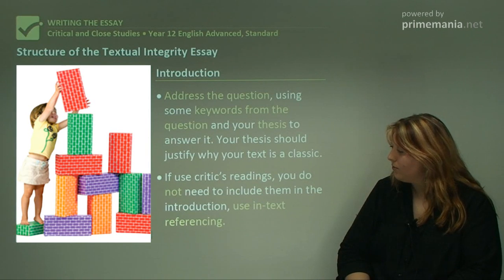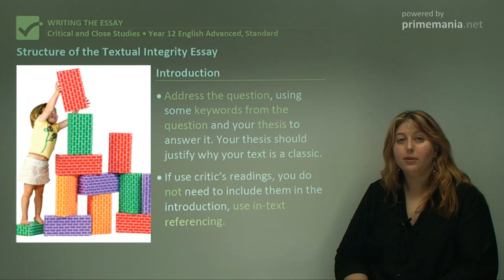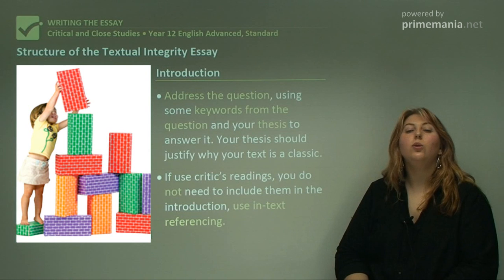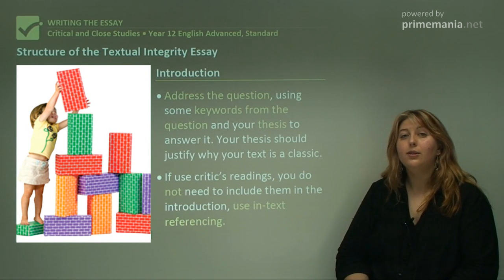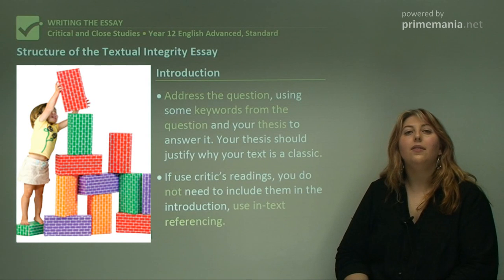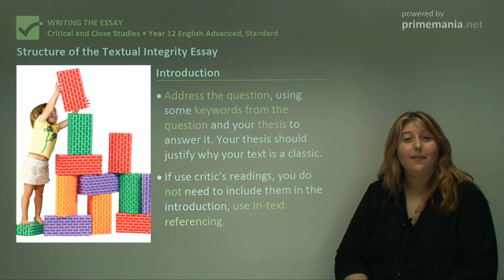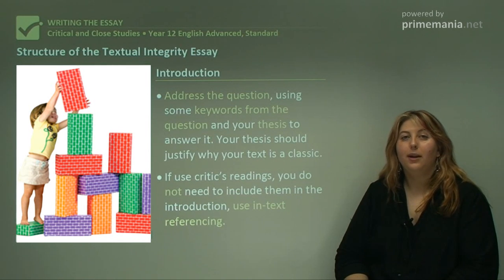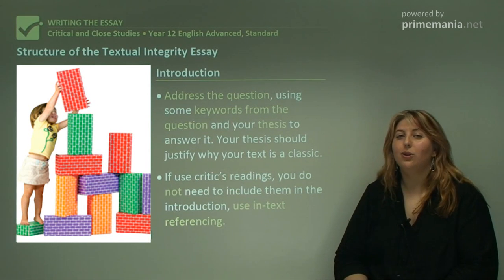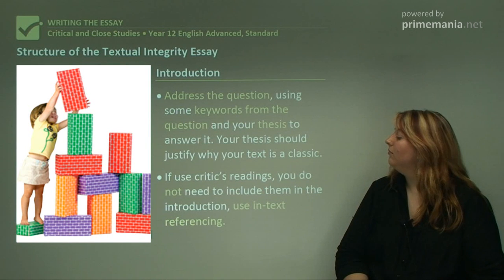If you're using critics' readings, you don't need to include them as though they were an additional material in the introduction. You do what we call in-text referencing. So when you get to the part that you want to talk about critics, you'll bring up the name of the critic, the date that the critic's essay was written, and the name of the essay if it has a name, and then you'll provide the quote from them. But you can just do that in the body of the text, you don't need to do it in the introduction.